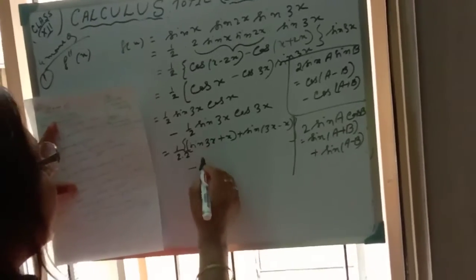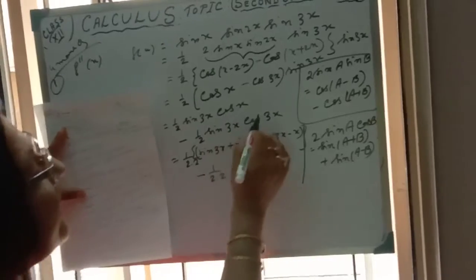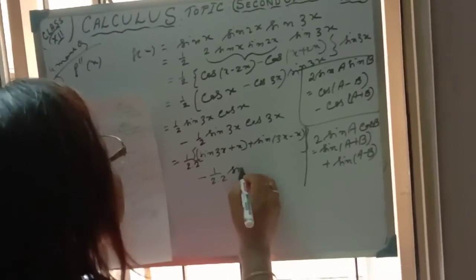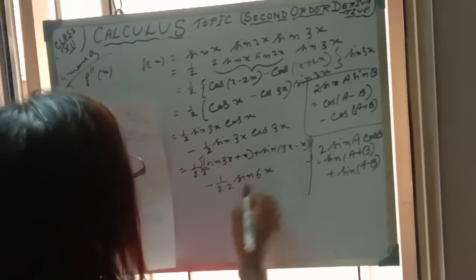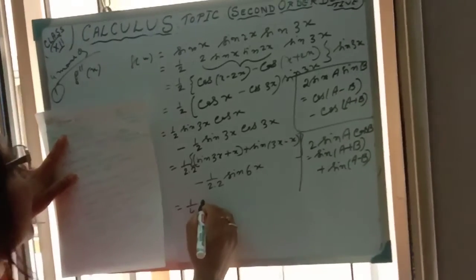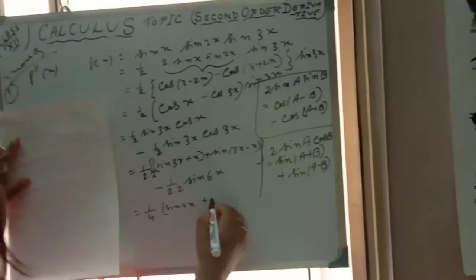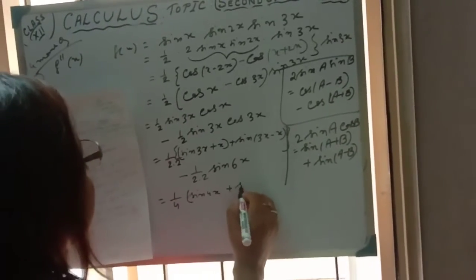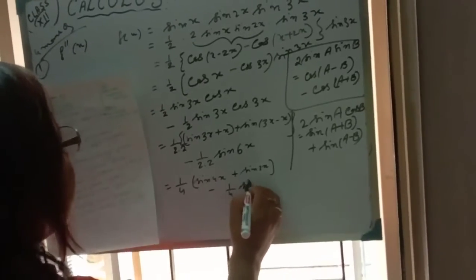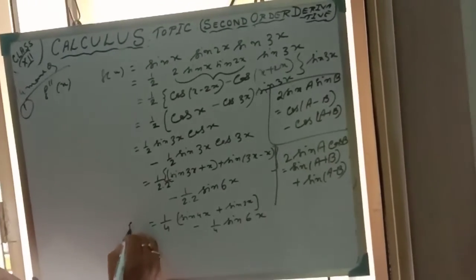Minus, again we will write 1 by 2 into 2. Why? Because we have to make 2 sin A cos A, and 2 sin A cos A means sin 2A. So it will be sin 2 into 3x, sin 6x. So what we will get? We will get 1 by 4 sin 4x plus sin 2x minus 1 by 4 sin 6x. Okay, so this is f dash x.